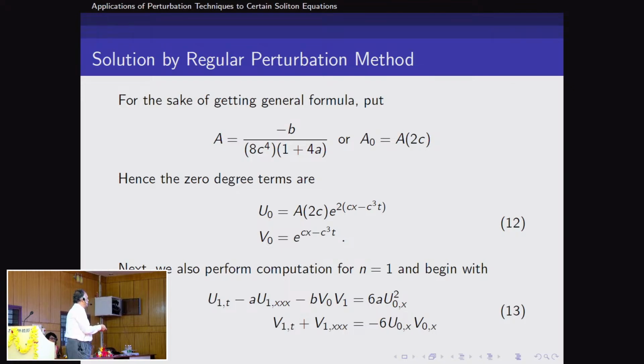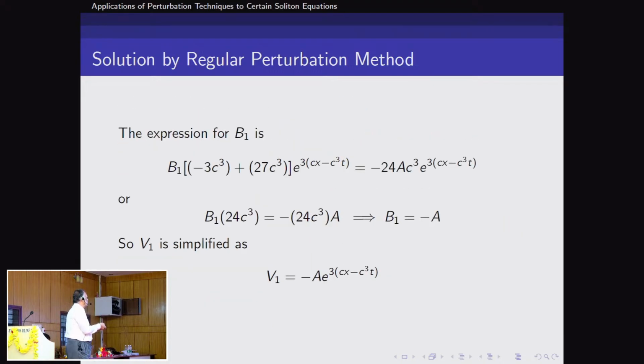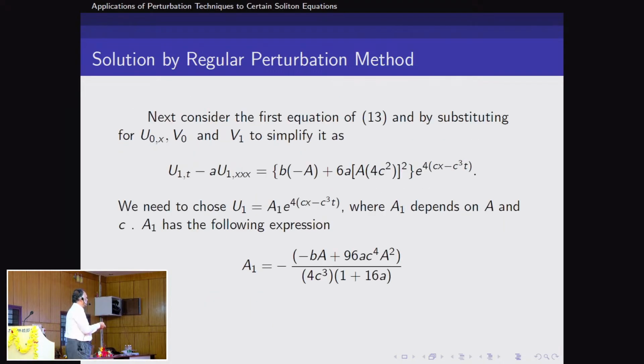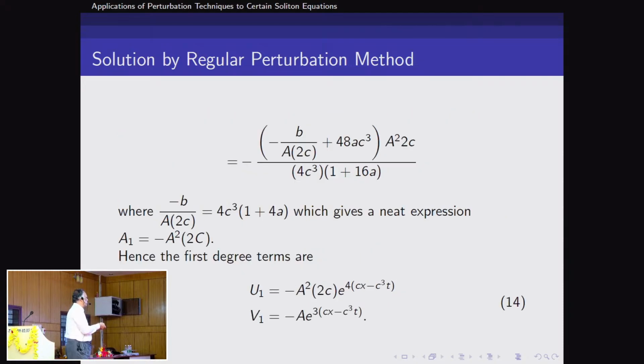Next, I will just keep going. You can see that U1 will be a squared into 2c into e to the power of 4 times. Instead of 2 times, it will be 4 times. Instead of 1 time, it will be 3 times. So one will be in the even power, the other one will be odd powers. That's the beauty of it.